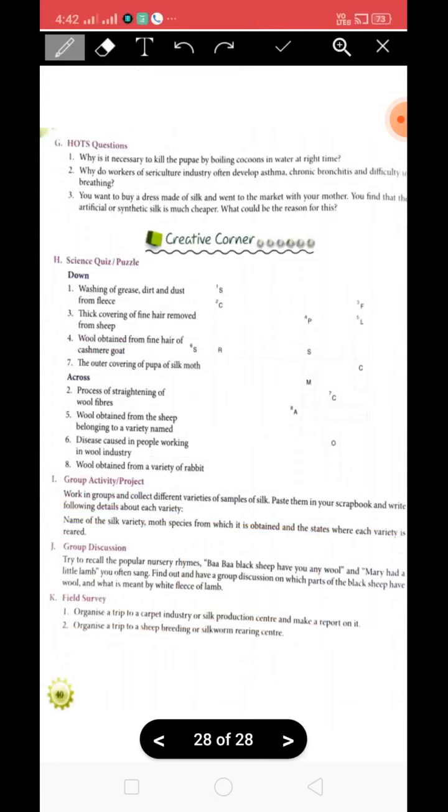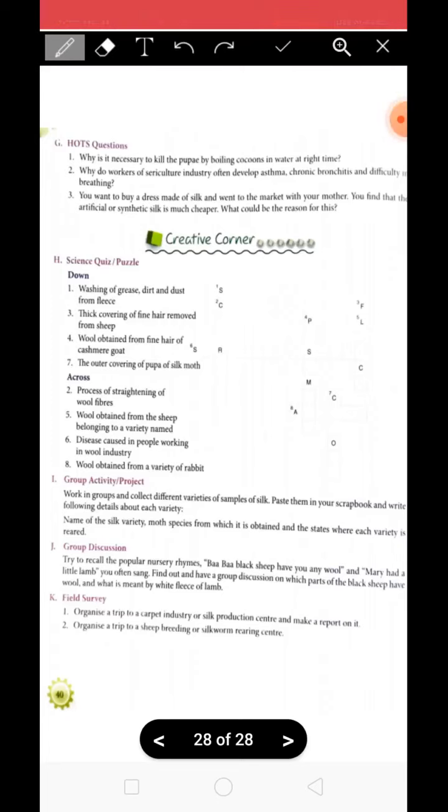Next is HOT question. Why is it necessary to kill the pupa by boiling the cocoon in water at right time? Answer is, it is very necessary to kill the pupa at right time by boiling it in water, because this will not damage the silk thread and it will kill the pupa as well. If the pupa grows up, they will break the cocoon, and in turn they will break the silk thread as well. So to protect the silk thread from being spoiled, we need to boil the pupa in hot water. It will also help in loosening the sericin.